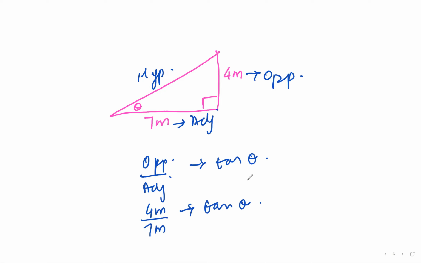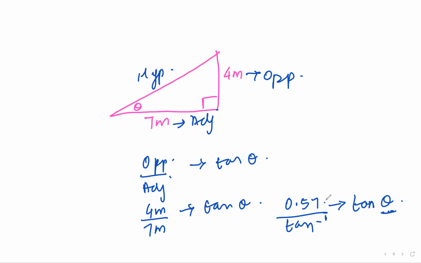Now let us straight away do 4 divided by 7 first. This is 0.57, which is tan theta. I have to find this theta. So I will take this tan to the other side. When I am taking this tan to the other side, what am I doing? I am taking the inverse of tan, right?